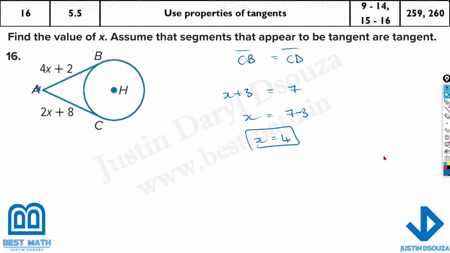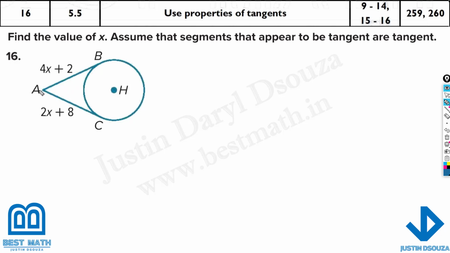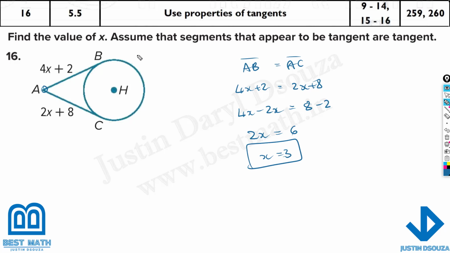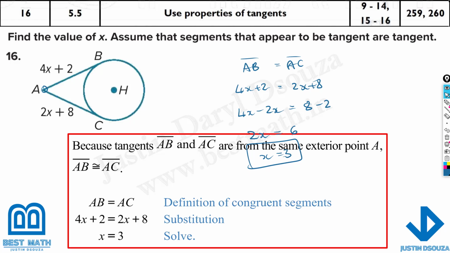It's so simple. And let's solve this one over here. Again, they are at the same exterior point A. So AB is congruent or equal to the line AC. And we have 4x plus 2 equal to 2x plus 8. We'll take 2x to the other side because 2x is smaller than 4x. So 4x minus 2x, and keep all the numbers on one side. 8 minus 2. It will be 2x is equal to 6. X is equal to 3. They have just told us to find x, isn't it? That's it. Pretty easy problems, and you can see the answer is 3.